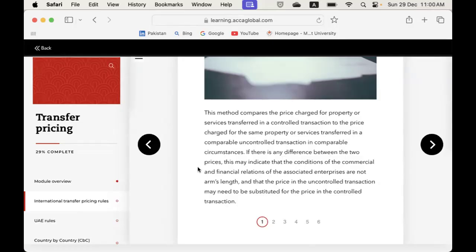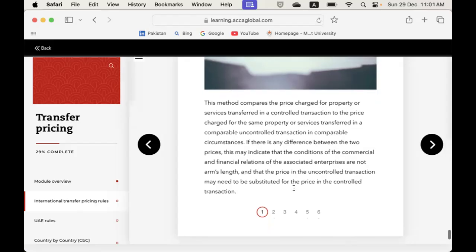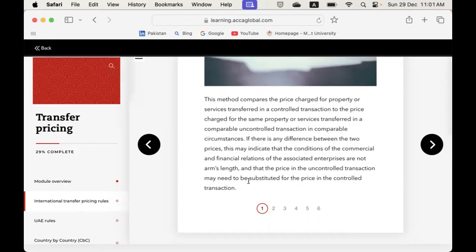If there is any difference between the two prices, this may indicate that the condition of the commercial and financial relations of the associated enterprises are not arm's length. So if you were purchasing anything from a third party vendor, that vendor will charge you a certain price which reflects open market price. But then the same thing you were going to purchase from one of your group companies, if that group company does not charge you the same or similar price, then that means there is some undue influence that has been exercised. So arm's length principle was not complied, and the price in the uncontrolled transaction may need to be substituted for the price in the controlled transaction.